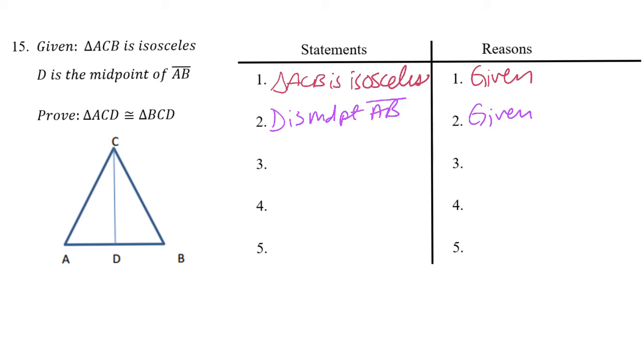So, very first thing I want to look at is what I can do with that D is the midpoint. So remember, midpoint splits it into 2 equal pieces. So D is going to be the midpoint, so I can mark these 2 bottom pieces congruent. So I can say AD is congruent to BD. Remember, order is important by definition of midpoint.